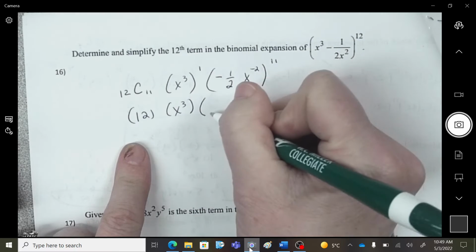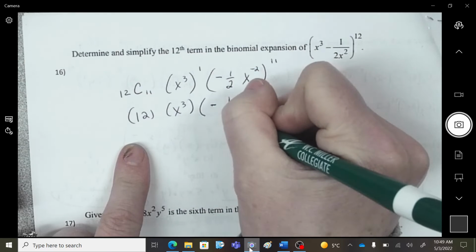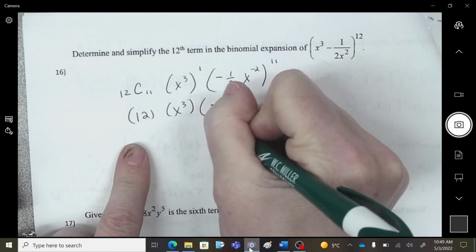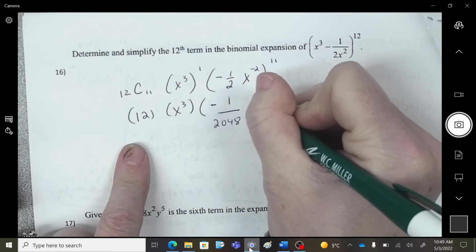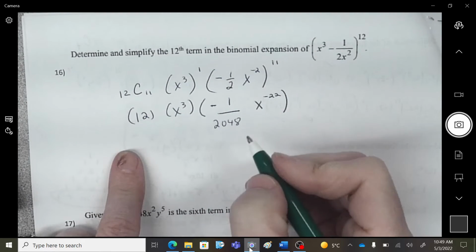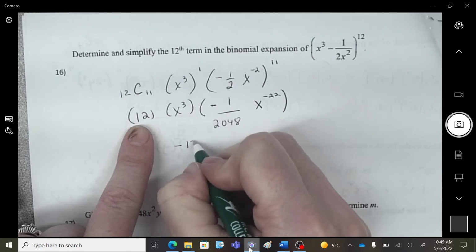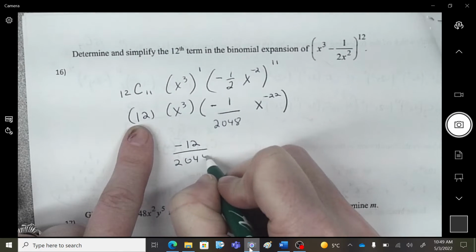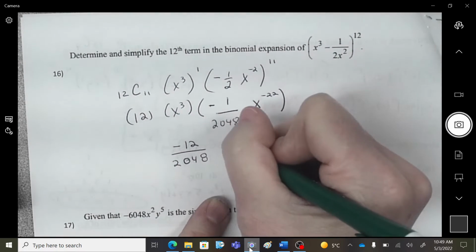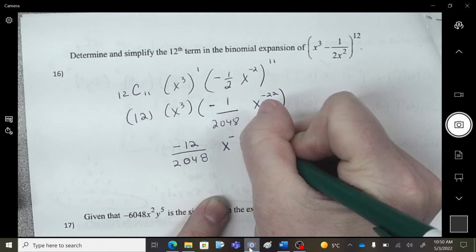So a negative value to the 11th is negative. 1 to the 11th is 1. 2 to the 11th is 2048. And then x to the negative 22. So multiplying these numbers makes a negative 12 over the 2048. Adding the variables makes an x to the negative 19.